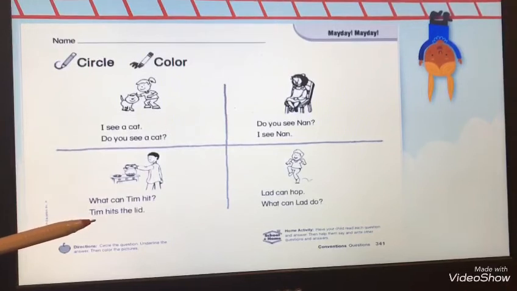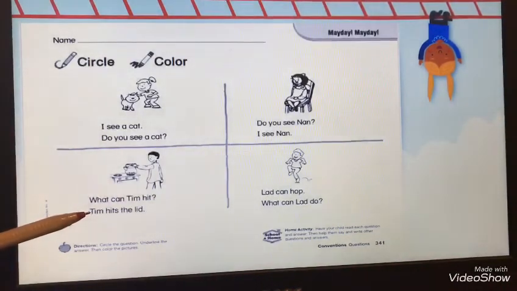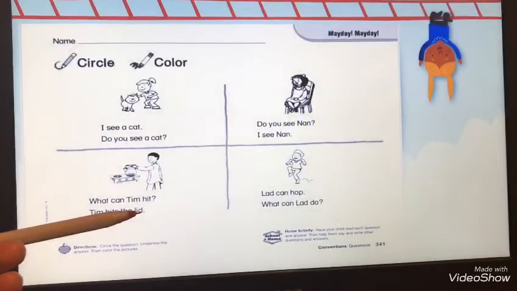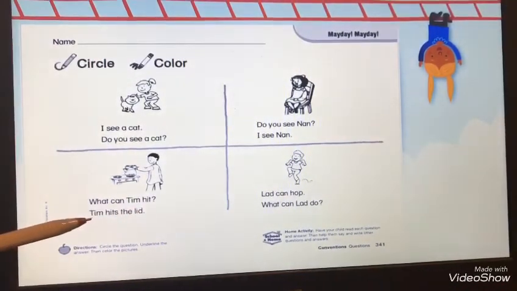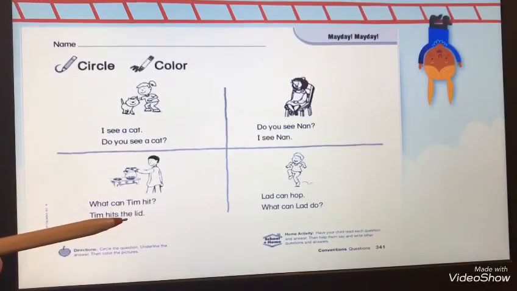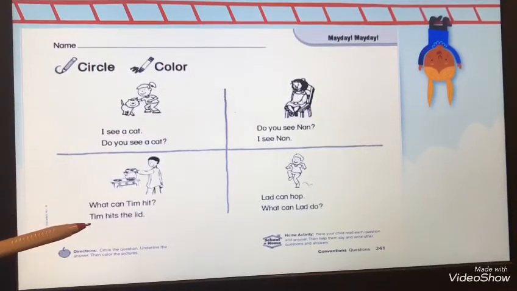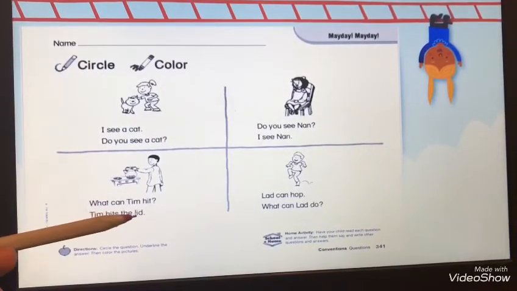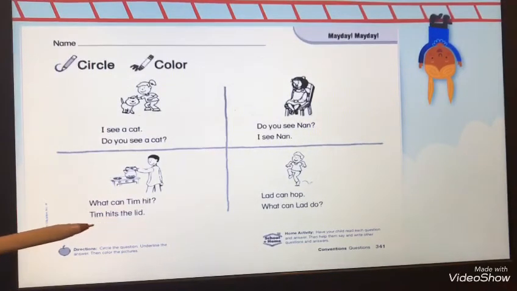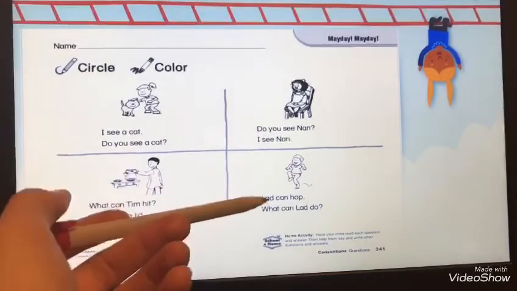Now look at the answer sentence. It starts with a capital letter and ends with what? With a dot. Let's read it. Tim hit the lid. Okay. So what we have to do now is underline this sentence because it's the answer sentence.